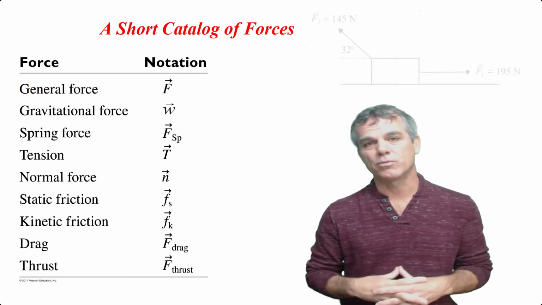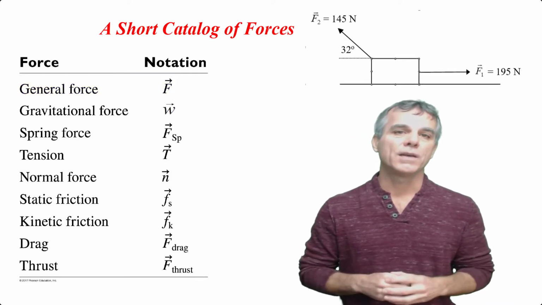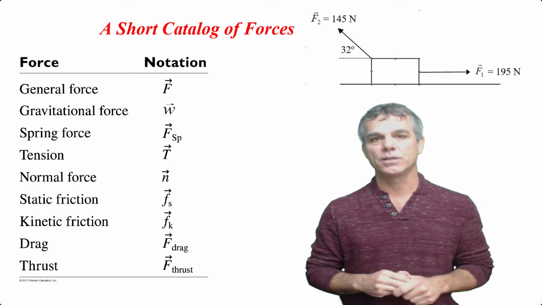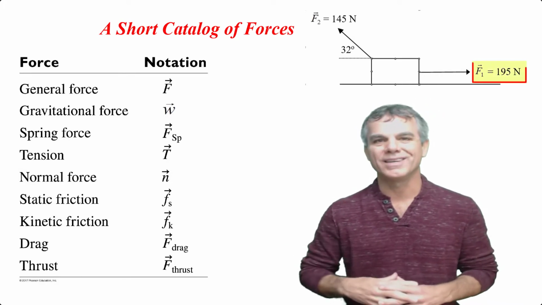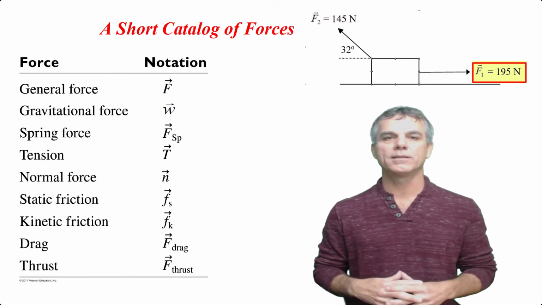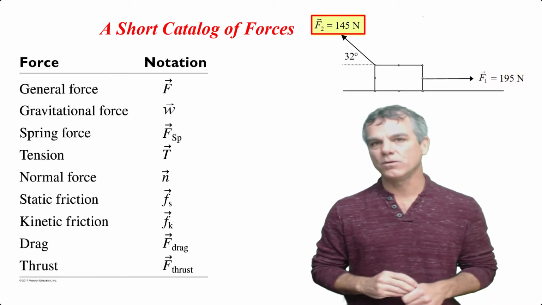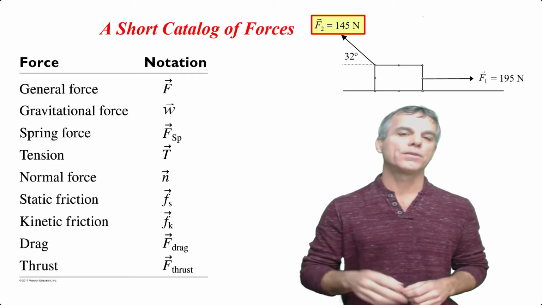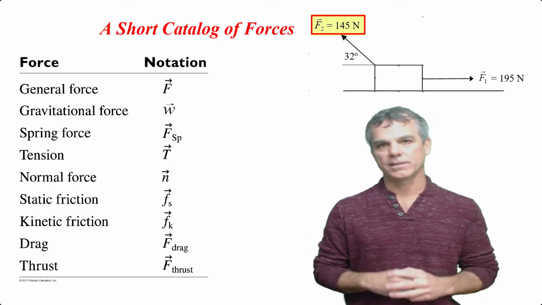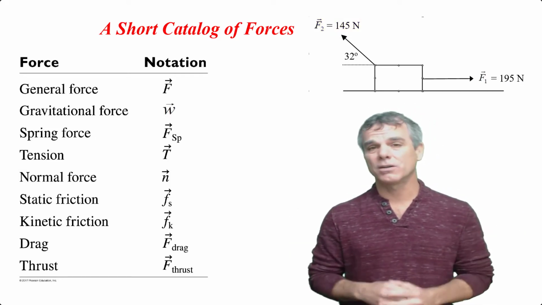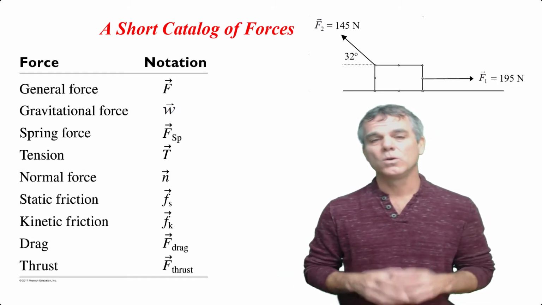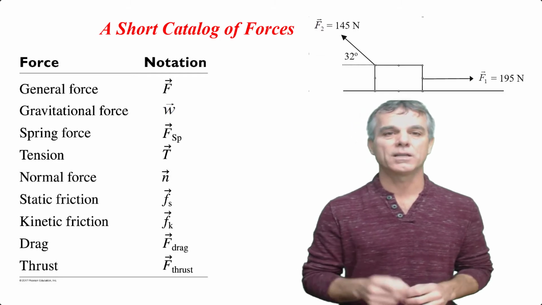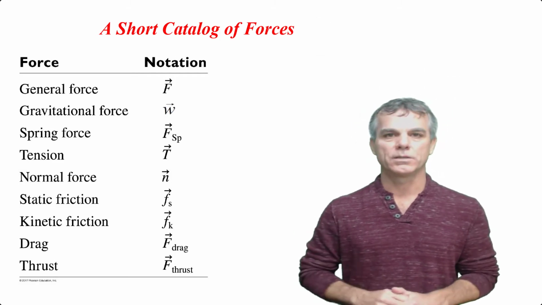So for example, if you had a problem that stated a 25 kilogram box is sitting on a frictionless surface, there are 2 forces acting on the box. A 195 Newton force pulling to the right and a 145 Newton force pulling at an angle of 32 degrees above the negative x-axis. So if it's just a generic force, I would just label those forces F1, F2, or some kind of notation that makes it clear which force is which.